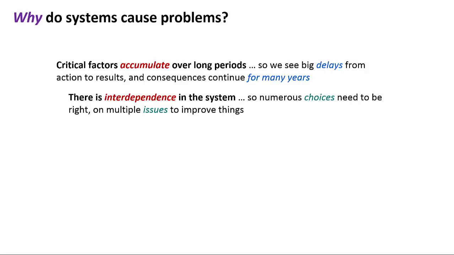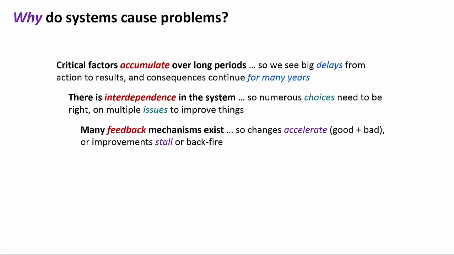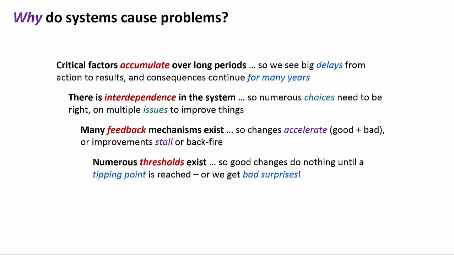The profitability of the homes depends on how many residents there are, what the mix of the residents is in terms of who's paying for their care, the fee rates, and the profitability reflects the cost levels and so on. There are feedback mechanisms in all of this. I've just explained the most important ones of those. And there are also rather critical thresholds. So good changes don't do anything until the tipping point is reached, or else we get bad surprises.